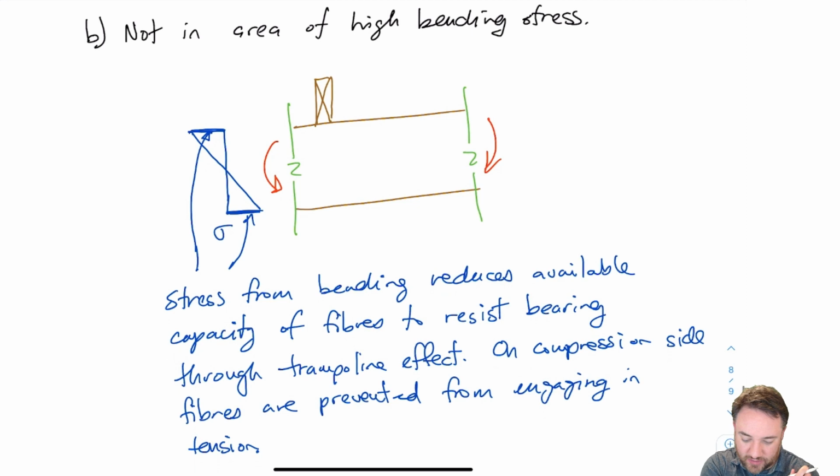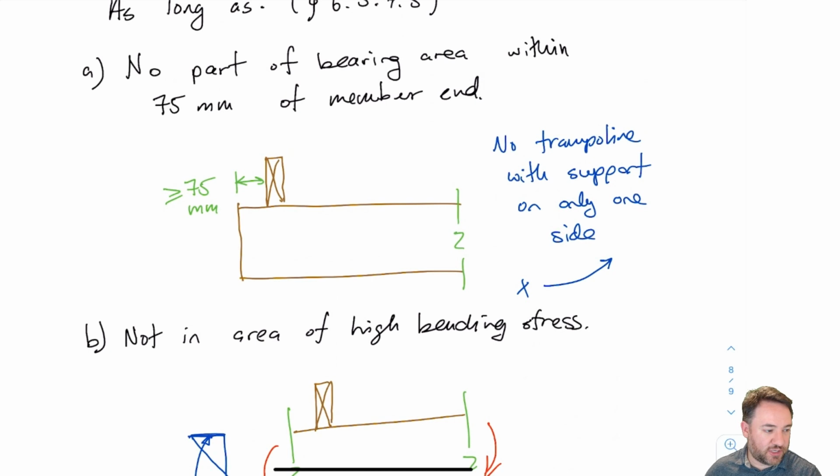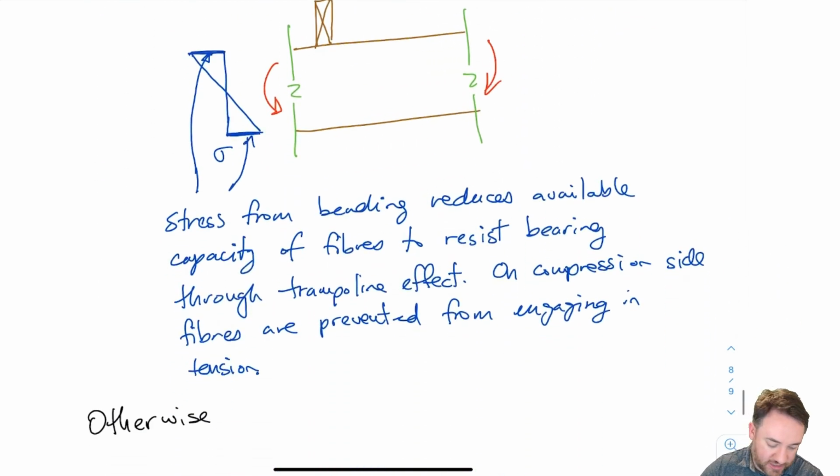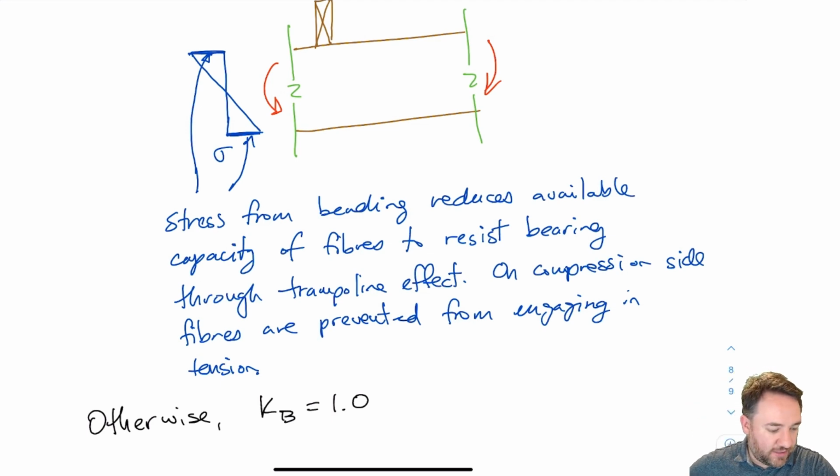That's what I just said. On the tension side, it eats up some of the available capacity, so we can't resist the bearing. And on the compression side, the fibers are prevented from engaging in tension altogether. So if I don't satisfy both these requirements, the requirement that I'm not within 75 millimeters of the member end and I'm not in an area of high bending stress, then KB equals 1.0. This basically means that I cannot include the effect of KB, the bearing effect factor.